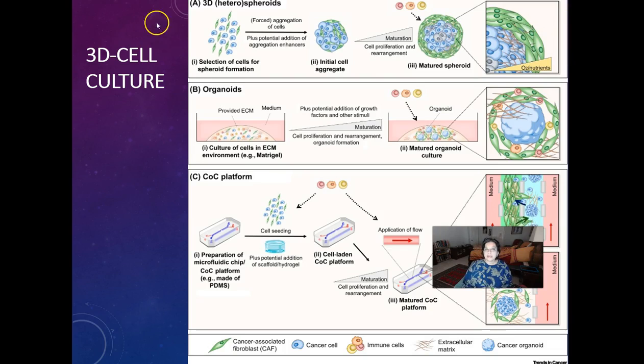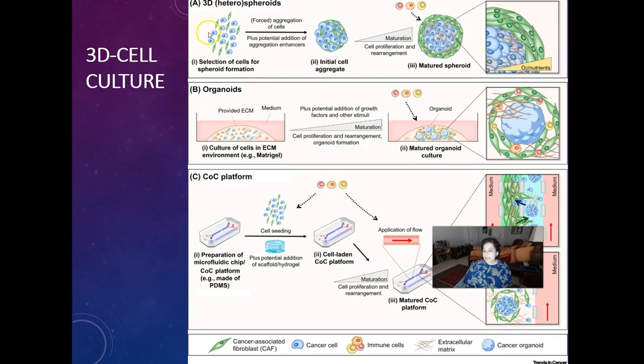One of them is 3D heterospheroids. This is a little bit of a forced aggregation of cells where we are going to be adding some type of potential aggregation materials, aggregation enhancers. We might be providing them with a scaffolding to attach to, to promote this function as well.